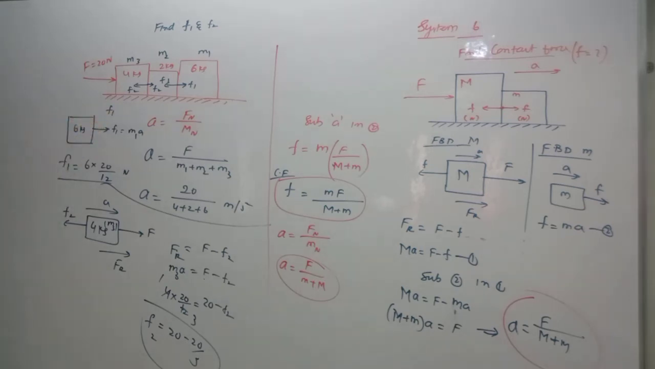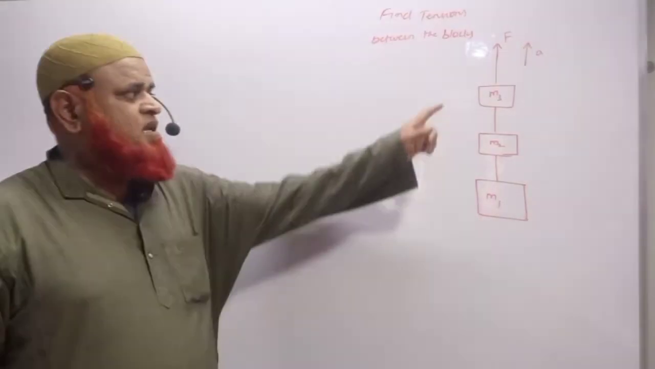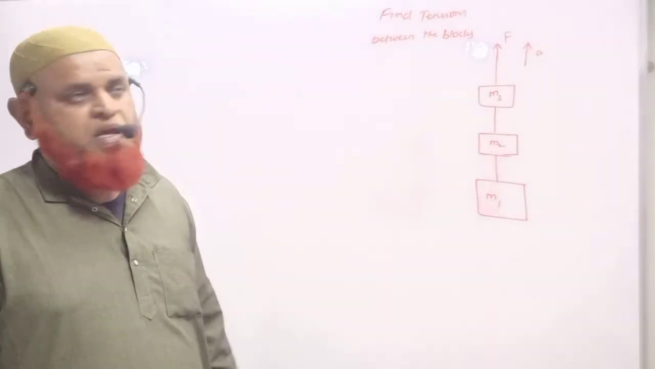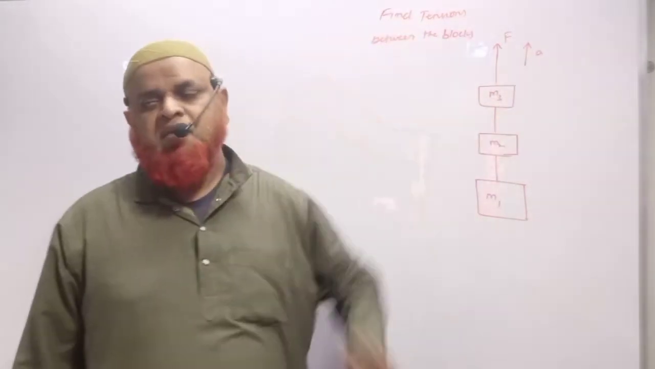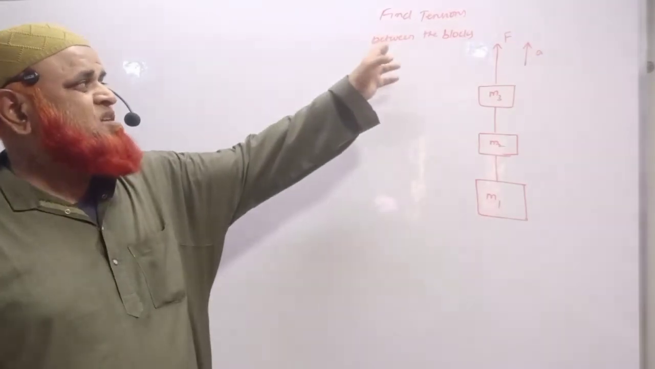Multiple bodies which are in contact with each other. Okay? Come on. You just see this now. There are 3 blocks considered here. The 3 blocks are hanging in this way, and a force is applied upwards because of which the 3 blocks are moving. Understand? 3 blocks are moving. Find the tensions between the blocks.